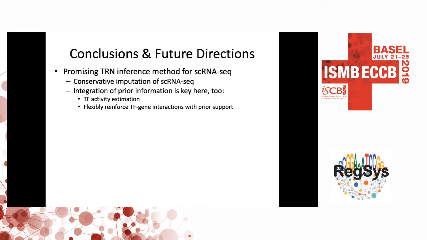All right, so conclusions and future directions. We have this single-cell transcriptional regulatory network inference method that uses a conservative imputation method for the single-cell RNA-seq. We find that integrating prior information, just as we found in population-level transcriptional regulatory network inference using transcription factor activity estimation, and in this case, adaptive lasso to flexibly support interactions with prior support, works well.